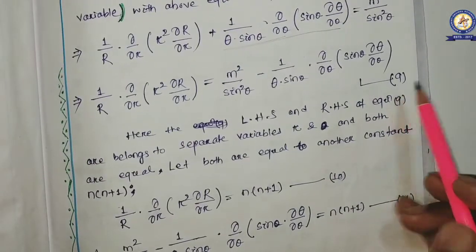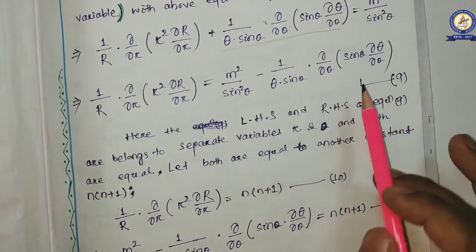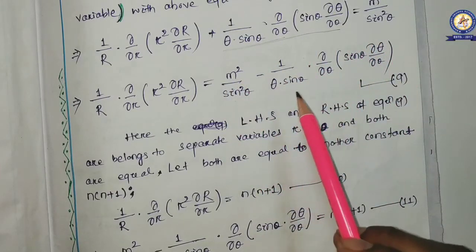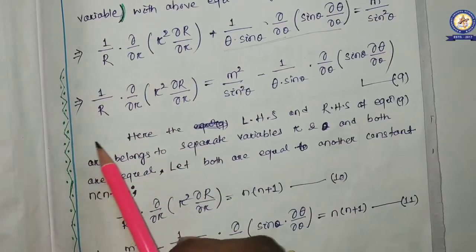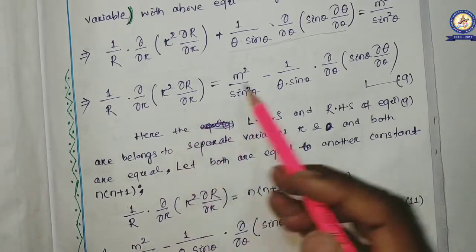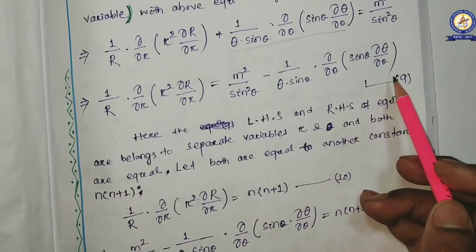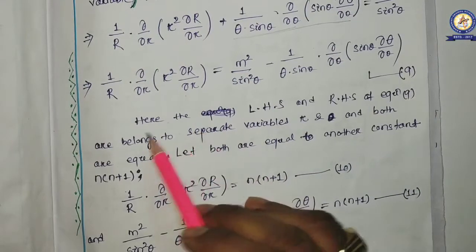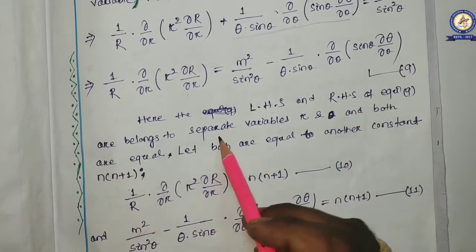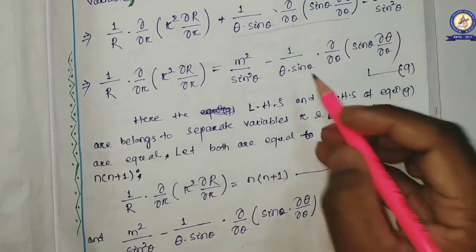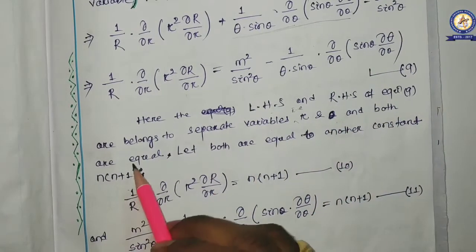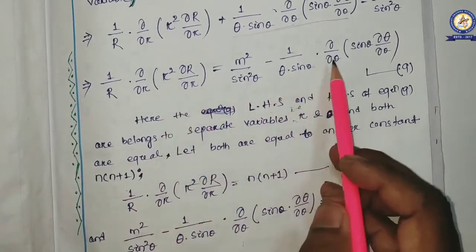From equation number 9, what can we find? Here you can see that the LHS is a single variable and the RHS is a single variable. This term has the variable r, and this term has the variable theta. The LHS and RHS of equation number 9 belong to separate variables, r and theta, and both are equal. This one equals this one.